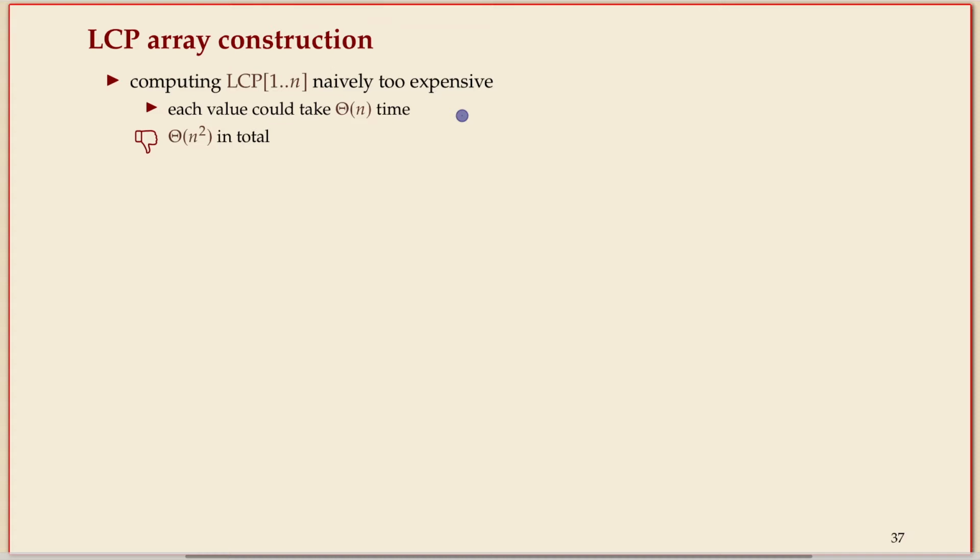By definition, each entry in the LCP array is the longest common prefix of two suffixes. So I could just take the two suffixes and compare them character by character and count how long the characters are equal. That's fine, but in a contrived example, like the text with all A's, which is the worst case, you always have to walk till the end. And so this could take linear time for one check and quadratic time in total. So that's not brilliant.